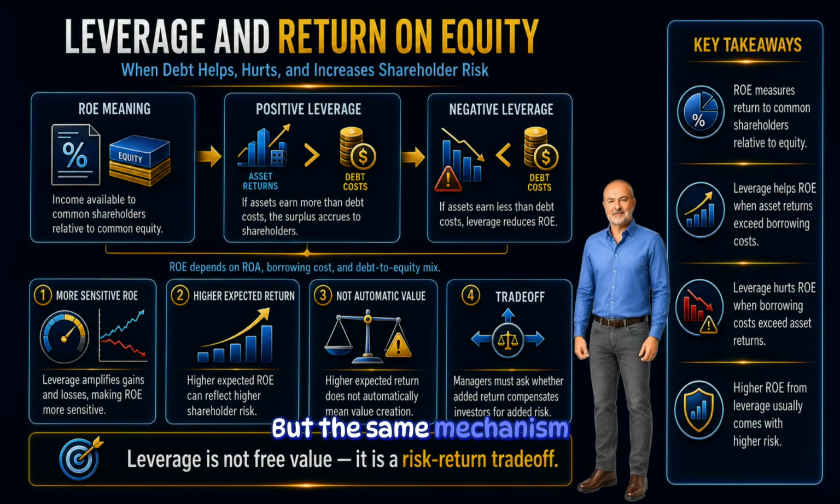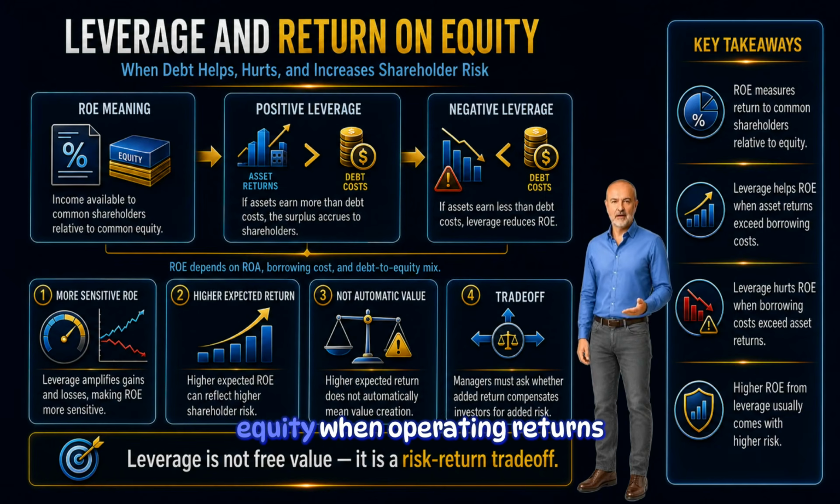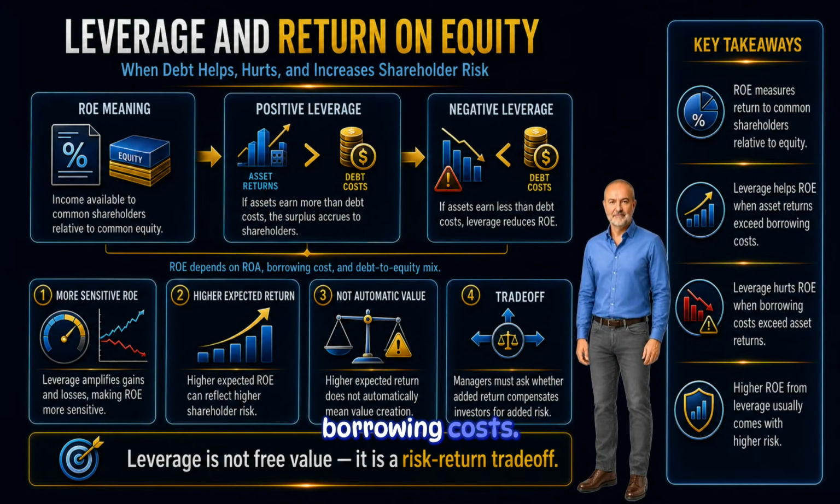But the same mechanism works in the opposite direction. If the firm earns less on its assets than it pays on its debt, leverage reduces return on equity. Leverage raises return on equity when operating returns are strong relative to borrowing costs. Leverage lowers return on equity when operating returns are weak relative to borrowing costs. And in both cases, leverage makes return on equity more sensitive.